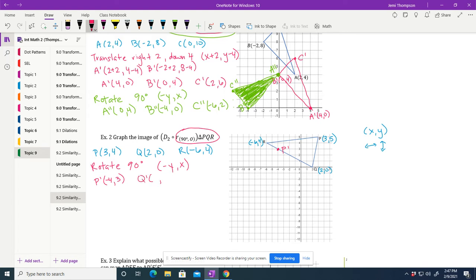All right, then for Q, exchange 2 and 0. Make the first one the opposite, but 0 doesn't have an opposite, so that's just going to be 0, 2. And then for R prime, I exchange the 4 and the negative 6, and I make the first part the opposite. It's positive, so it's going to be negative 4. So double check, it doesn't have to look like negative y comma x. It's just what I do to it. So I switch it, then I take the opposite of the first coordinate. So negative 4, negative 6.